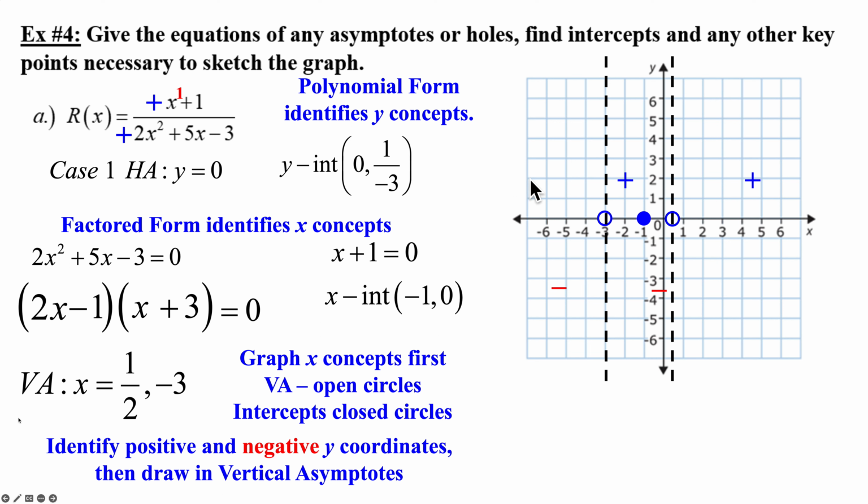Okay, once that's done, we're going to put in all of our y-coordinates. So we're going to put in our horizontal asymptote at 0 and my y-intercept at 0, negative 1/3, right there. And that's a good thing. That point right there, between my vertical asymptote and that x-intercept, said we have to have negative y's. So perfect, it's in the right spot.